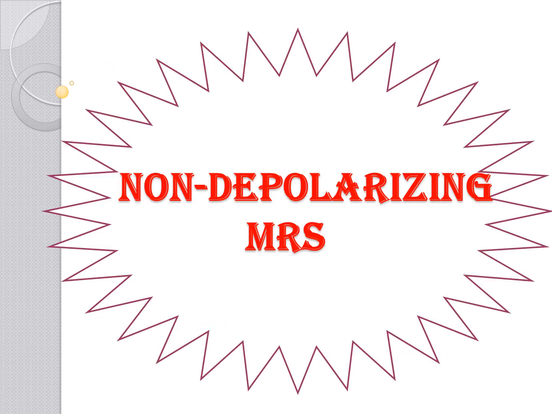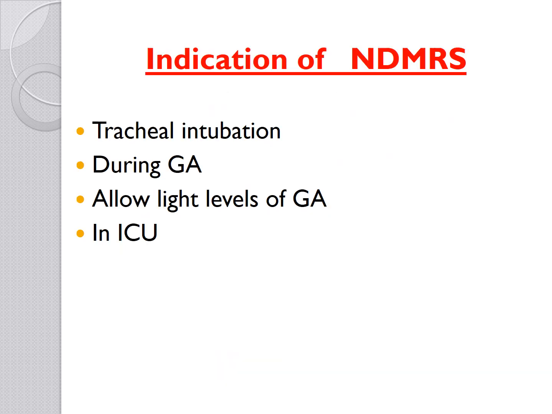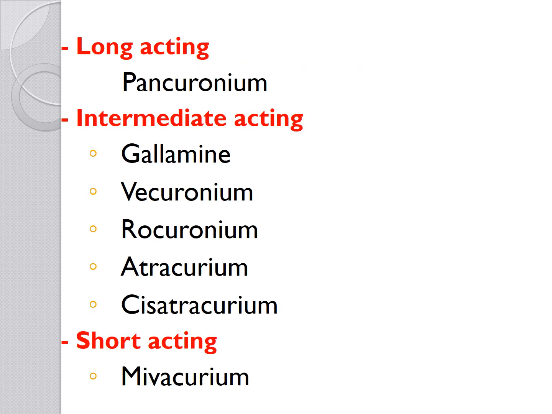Non-depolarizing muscle relaxants, as we said before, are divided according to their action into short-acting, intermediate-acting, and long-acting. The mechanism of action: it competes with acetylcholine at the binding site, doesn't depolarize the motor end plate, and acts as a competitive antagonist. Excessive concentration causes channel blockade, and it acts at the presynaptic site, preventing movement of acetylcholine to the release site. Indications of its use: tracheal intubation during general anesthesia, allowing light levels of general anesthesia, and in the ICU.